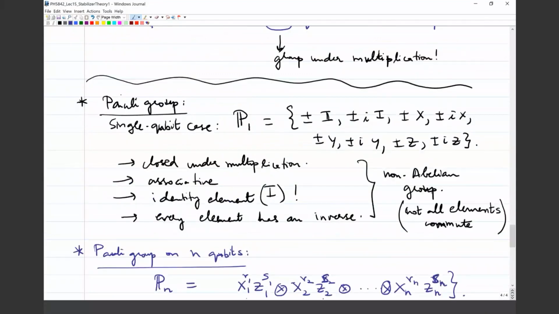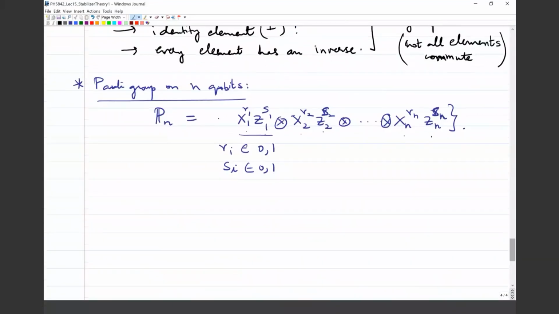Because if I didn't put the prefactors, this would not be closed under multiplication. This would not satisfy the group property, right? So if I'm listing out the elements of the group, then I better also include the phase terms here. So I also have to include the plus minus 1 and the plus minus identity. Okay, so it's understood that there could be a plus minus 1 or a plus minus identity in front.